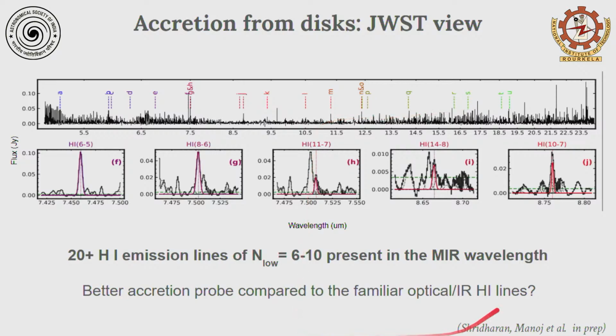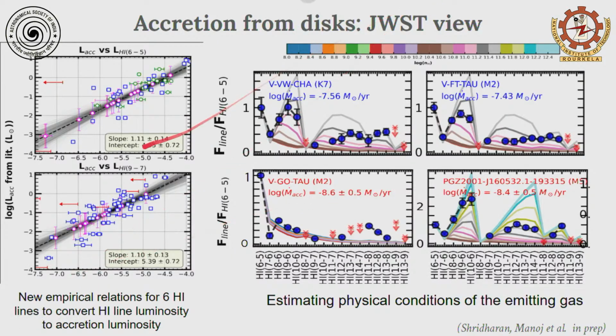So my postdoc Sridharan gave a talk on the first day about this. We identified several hydrogen lines, and we derived an empirical relation between the line luminosities and the accretion luminosity, and this can be used now by other groups. Among other things, what it really provides is an opportunity to simultaneously measure mass loss rate and accretion rate. So in the same MIRI spectra, you have this hydrogen line and you have the mass loss indicators like [Fe II] or H2 that I just showed you about.